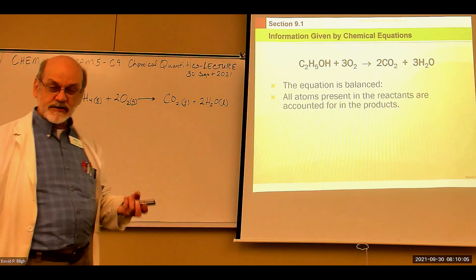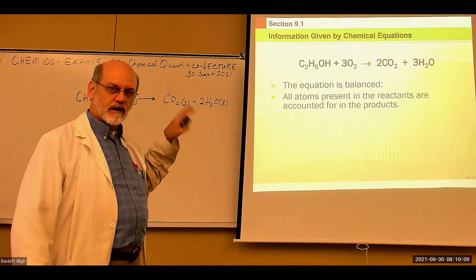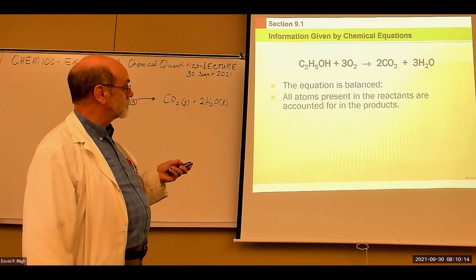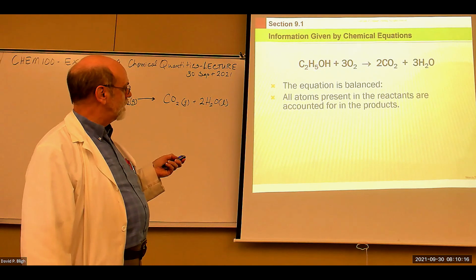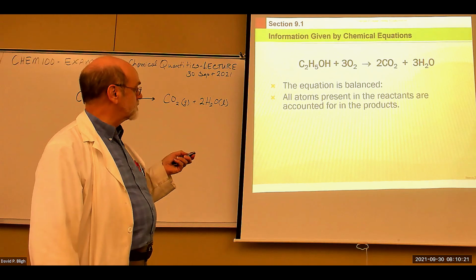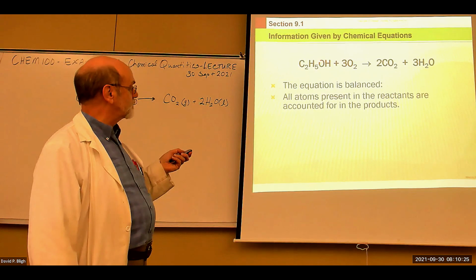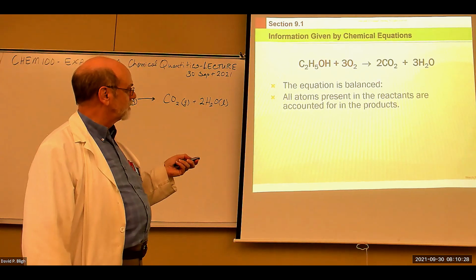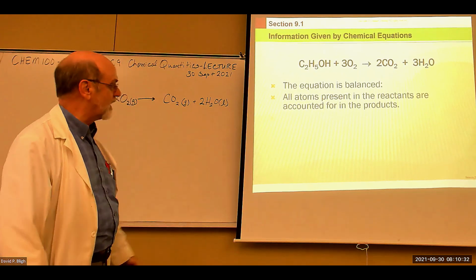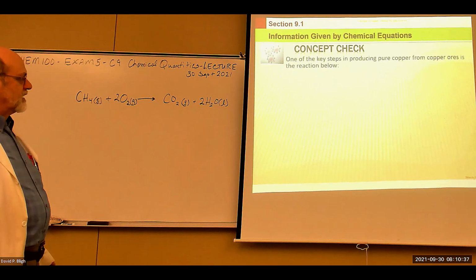We know it's balanced because we have the same number of atoms of each element on the reactant and product sides. 2 carbons, 2 carbons. 6 hydrogens, actually: 2 times 3 is 6 hydrogens. 7 oxygens: 4 and 3 is 7 oxygens. So that equation is balanced. All right.